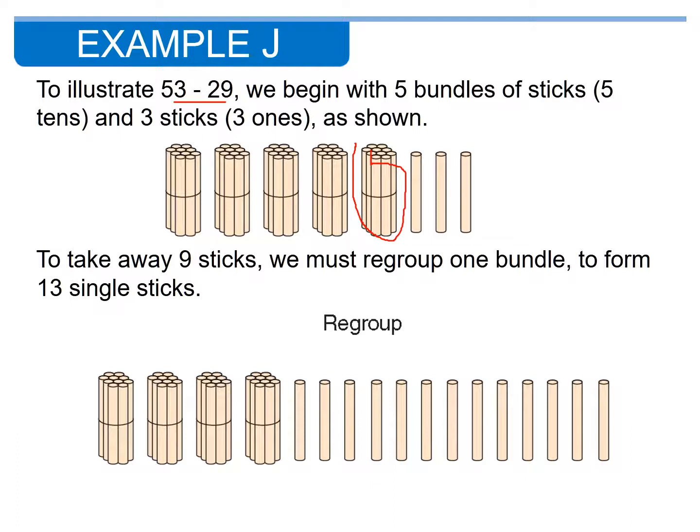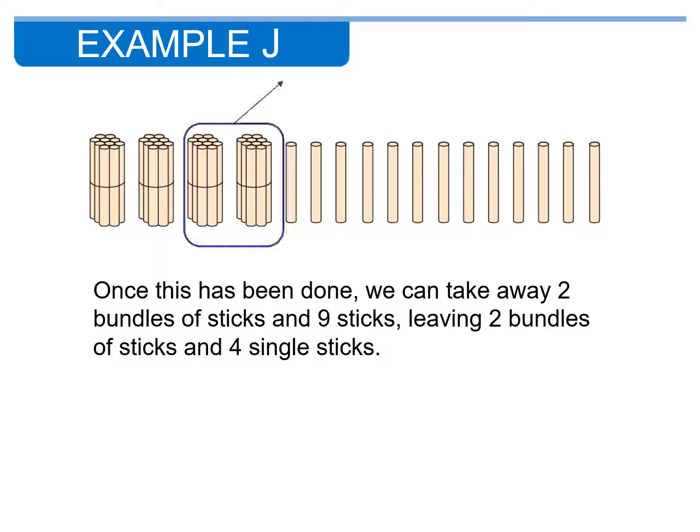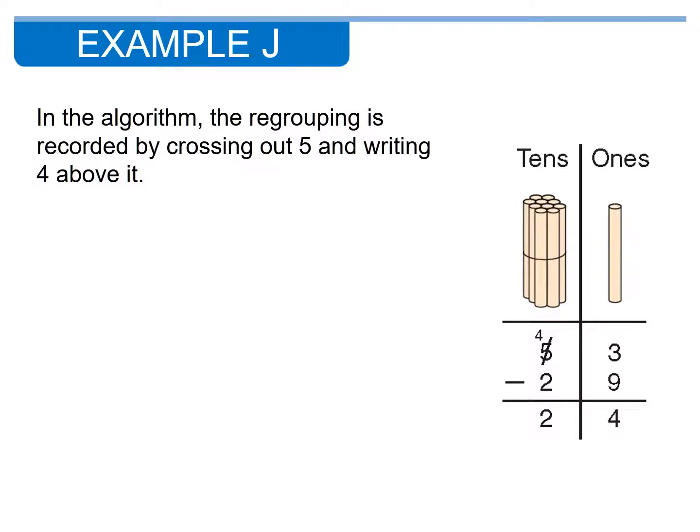Now I can take away 29. I can take away 9 sticks and 20 sticks. So I'll take away 20 and I'll take away 9. So we had to unbundle one of those bundles, so now I only have 4 bundles left, and I put 10 over here. Then I took away the 9 from the 13 individual ones I have. Then I put the 4 up here to indicate that I took one of those groups.